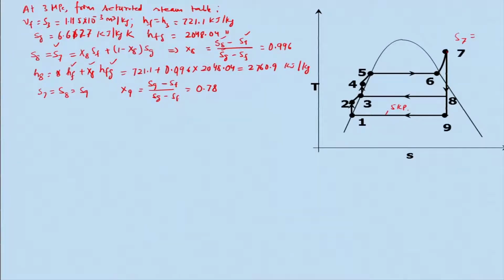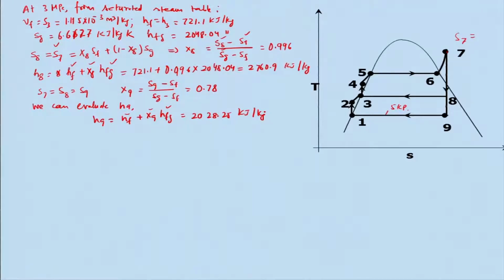Similarly, you can find out H9. We can evaluate H9 as H9 is equal to HF plus X9 HFG, and we know these values. So, you will get basically 2028.25 kilojoule per kg.